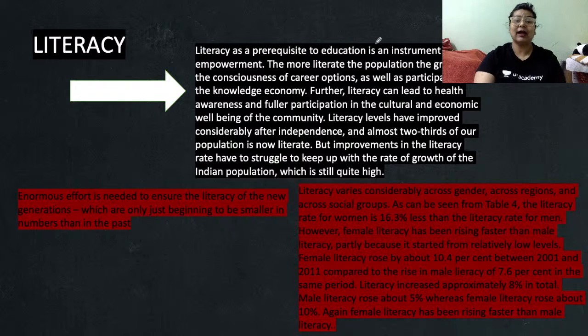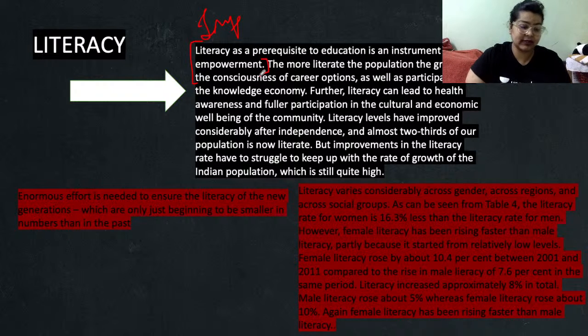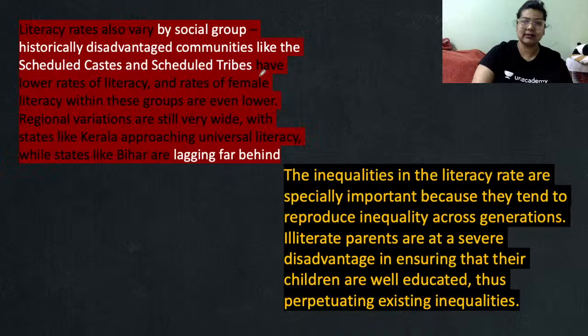Please remember again and again, this is a very important short note. They can ask simply, what do you mean by literacy? Or they can say fill in the blank: dash as a prerequisite to education, an instrument of empowerment. What is it? Literacy. So either you can get 1 mark, or 2 marks, or straight away you go for 6 and 8. You decide. Make sure you are very well acquainted with the terms mentioned in the box as well as in the concepts and sub-concepts.